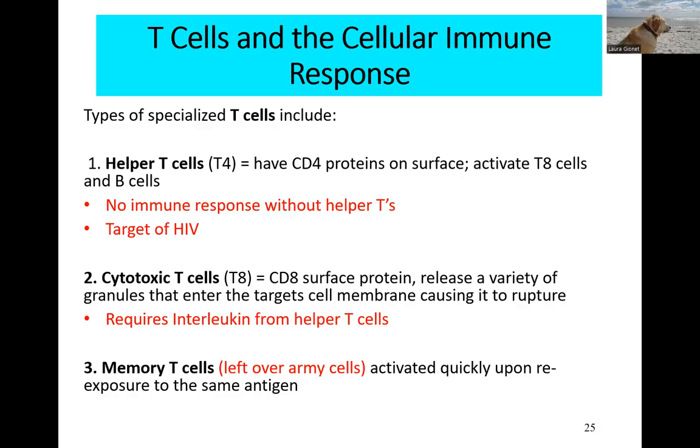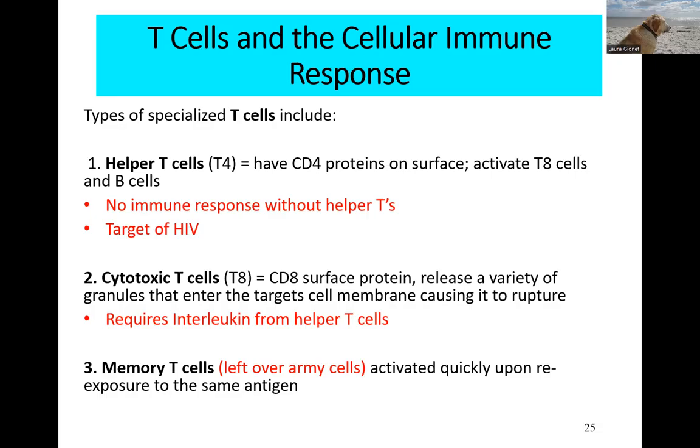Memory T cells essentially are what I call leftover army cells. Of these cells, especially the cytotoxic cells that contain the specific granules to kill a cell with a particular antigen on its surface, those that don't get used up to kill the particular virus, let's say, and are left over, become the memory cells. They are activated quickly upon re-exposure to that same antigen.